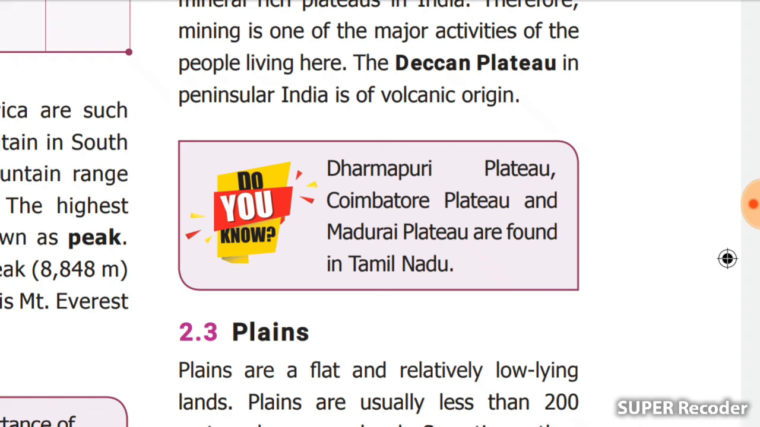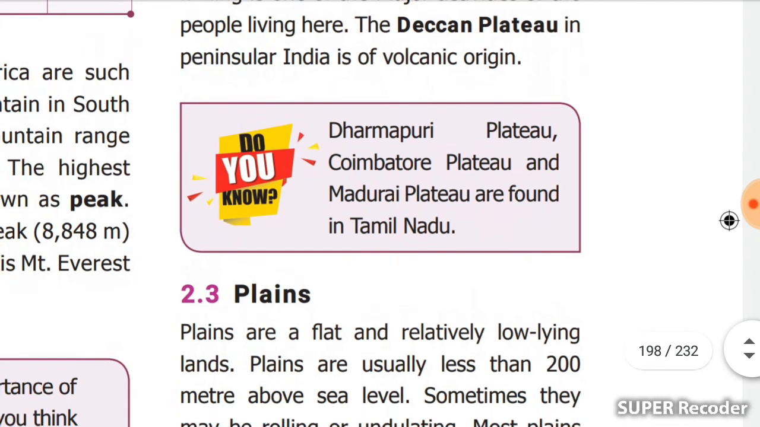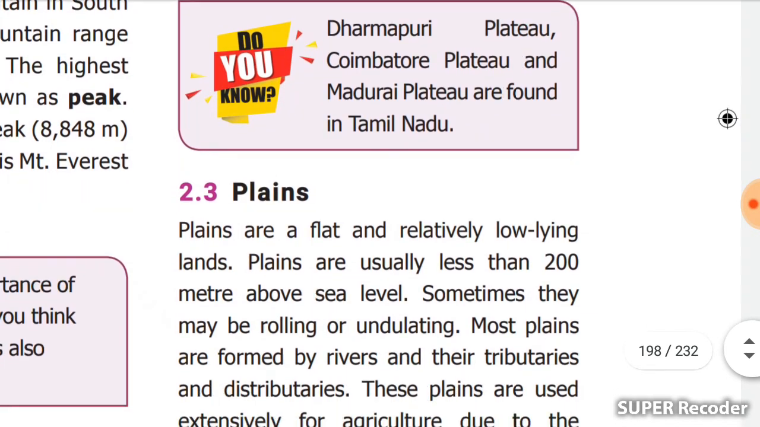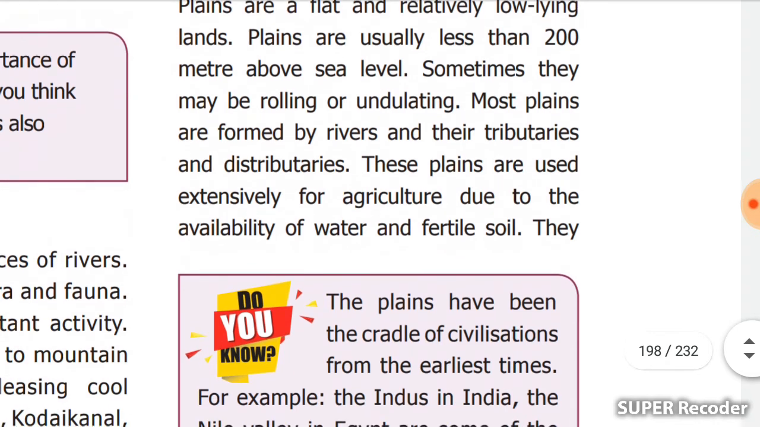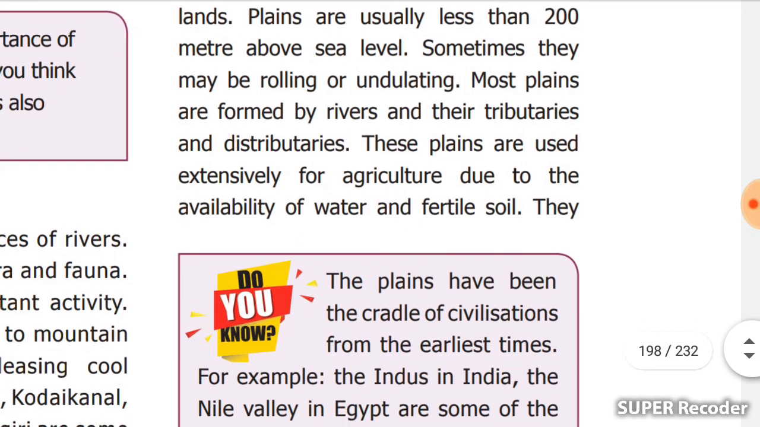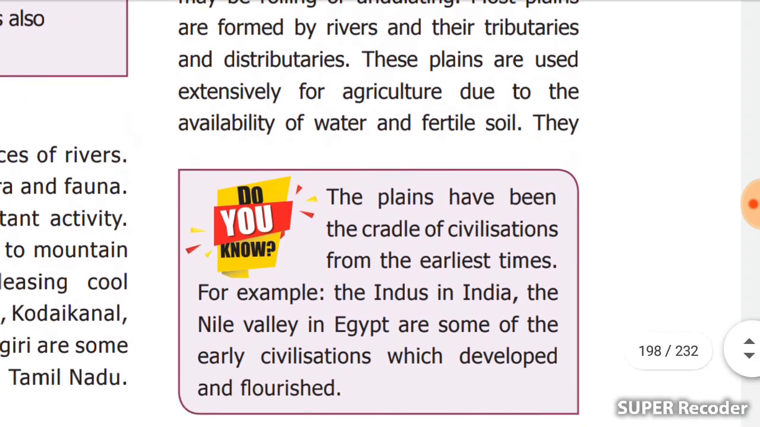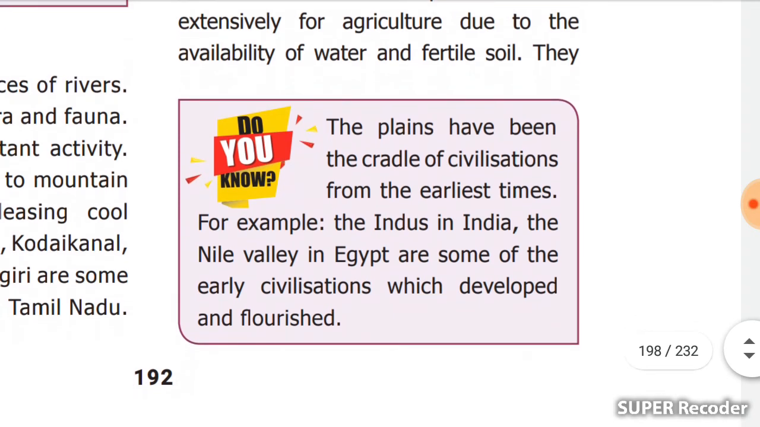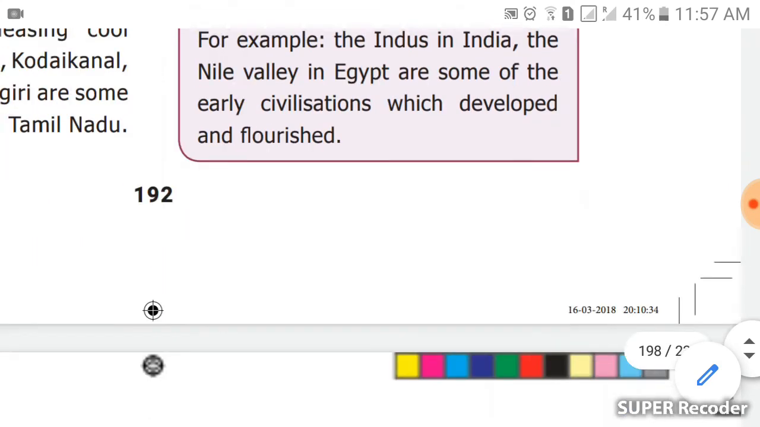Deccan Plateau in Peninsular India is of volcanic origin. Dharmapuri Plateau, Coimbatore Plateau and Madurai Plateau are found in Tamil Nadu. Plains are flat, low-lying lands, usually less than 200 meters above sea level. Sometimes they may be rolling. Most plains are formed by the rivers and their tributaries. These plains are used for agriculture because of the fertile soil. The plains have been the cradle of civilization from the earliest time. For example, the Indus in India and the Nile Valley in Egypt are some of the earliest civilizations which developed and flourished.